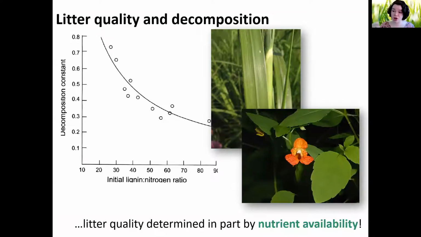Notice that leaves with low lignin and high nitrogen decompose quickly, while leaves with high lignin and low nitrogen decompose more slowly. It's worth noting that litter quality is in part determined by the amount of nutrient available in the environment. Plants growing in high nitrogen soil will tend to have more nitrogen in their leaves. When they shed those leaves, they will tend to decompose more quickly. So adding nutrients to an environment will influence how quickly organic matter breaks down.